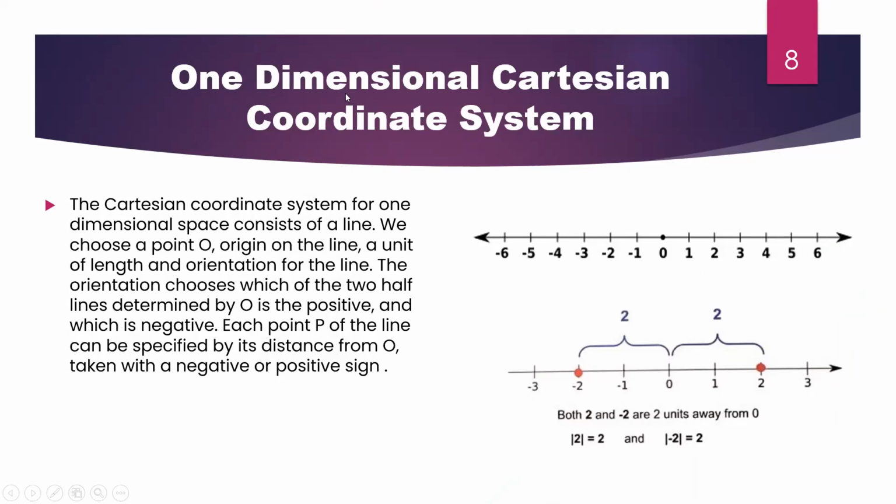Now I will discuss about one-dimensional Cartesian coordinate system. The Cartesian coordinate system for one-dimensional space consists of a line. We choose a point 0, origin, on the line, a unit of length, and orientation for the line. The orientation chooses which of the two half lines determined by 0 is the positive and which is negative. Each point P of the line can be specified by its distance from 0 taken with a negative or positive sign.